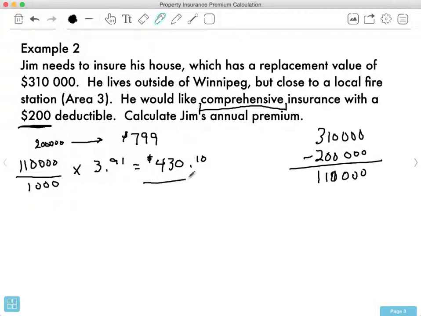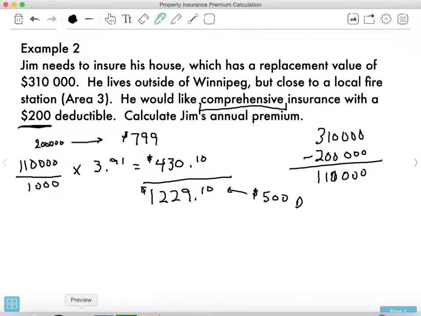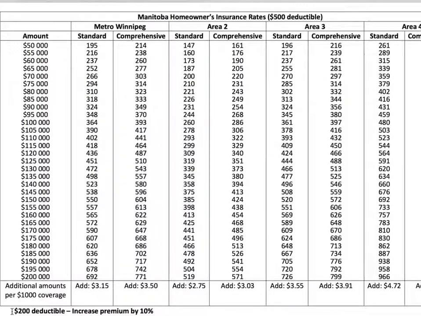Once you have those two amounts, you add them together, and that means he would pay $1,229.10 for coverage in Area 3 that is comprehensive. However, that's the amount he would pay if he wanted a $500 deductible, the default amount of deductible on the chart. I'm going to go back to the chart one last time, and when you look right at the bottom of the chart, you see for a $200 deductible, for a lower deductible, you have to pay a little bit more. You have to pay 10% more.